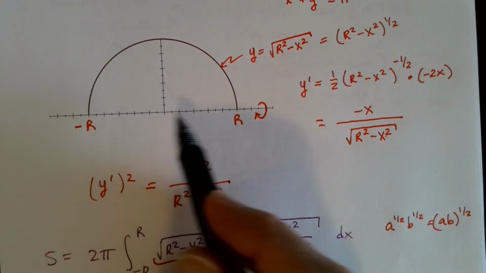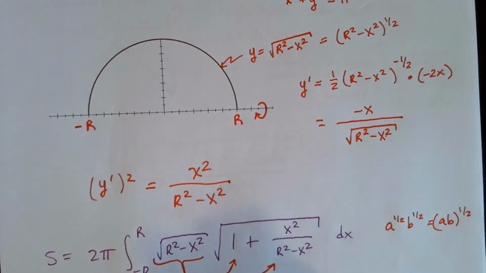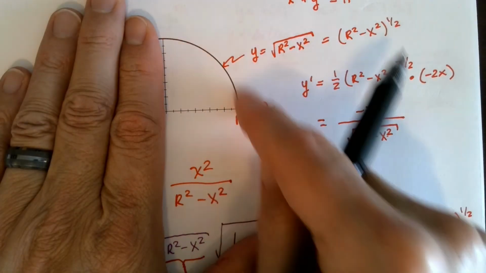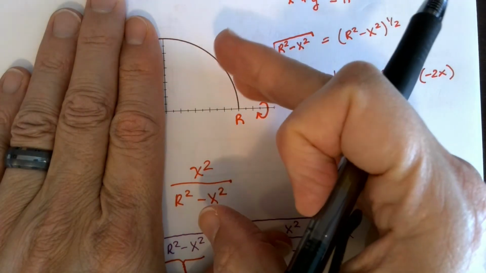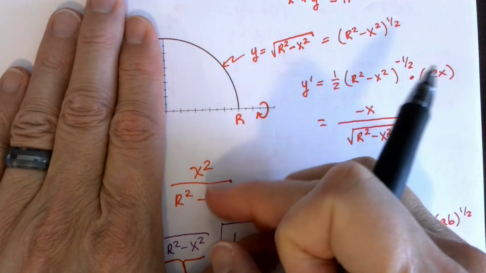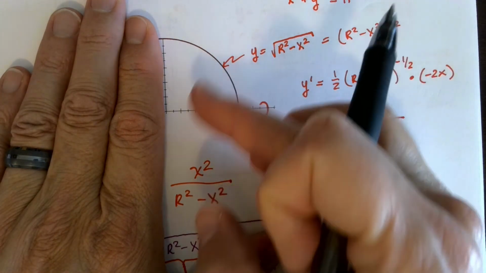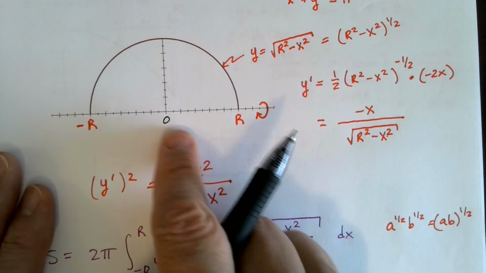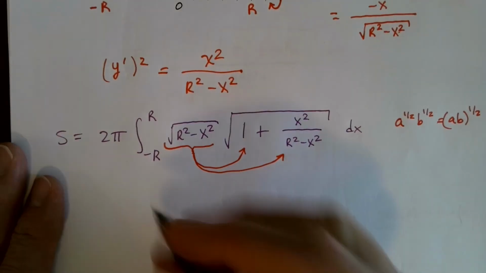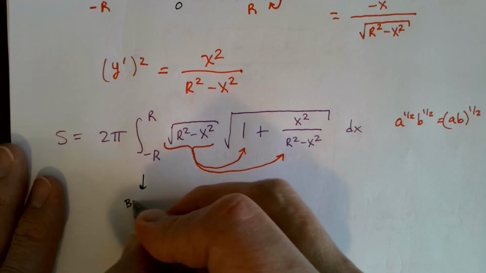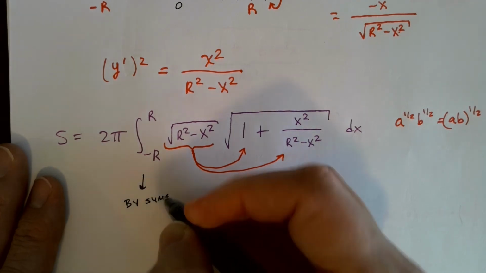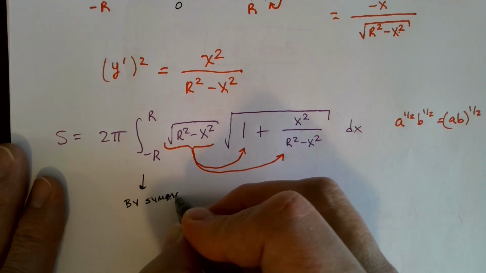if I go from negative r to r and rotate around, I'll get the surface area. Well, what if I just go from 0 to r and rotate just this portion? I get a hemisphere, and the surface area will be half the sphere. So I can go from 0 to r and double it. So by symmetry, there's two m's in symmetry, aren't there?